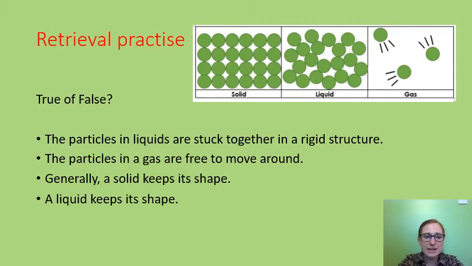The next one, a liquid keeps its shape. True or false? That one's false. A liquid will fill the container, or the bottom of the container that it's put in. So if you poured it from a tall glass to a shorter cup, it would fill the space at the bottom of that cup or glass. Or if it was left on the floor, it would make a puddle, it would spread out.